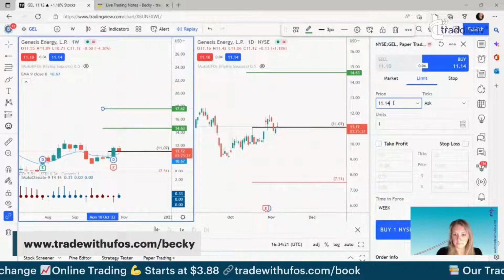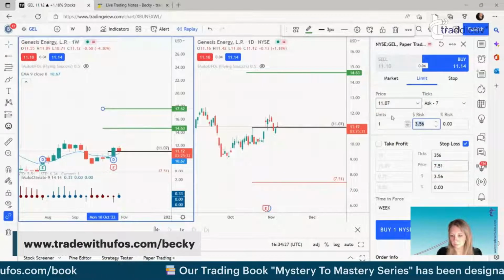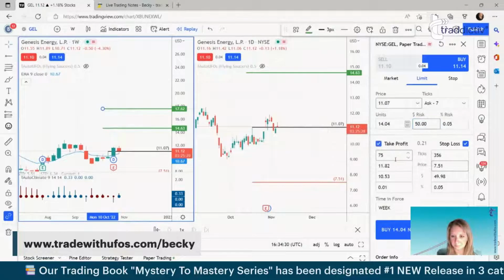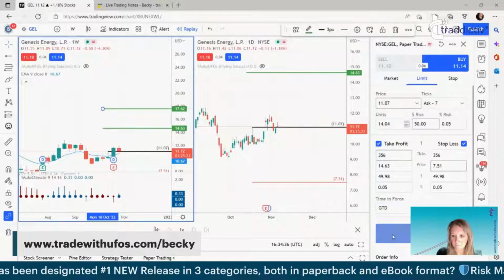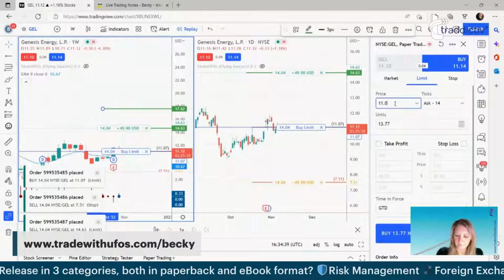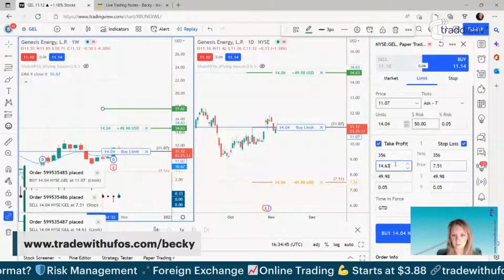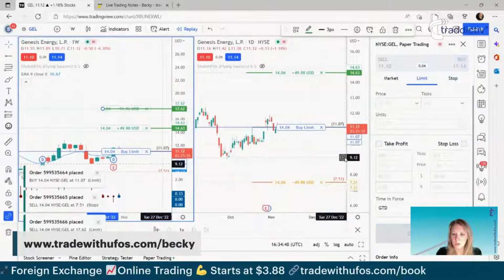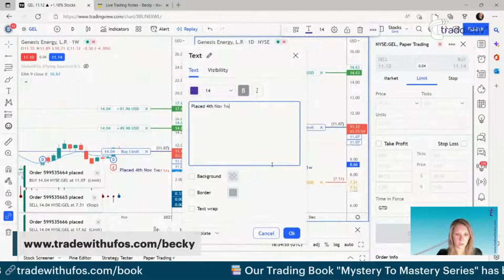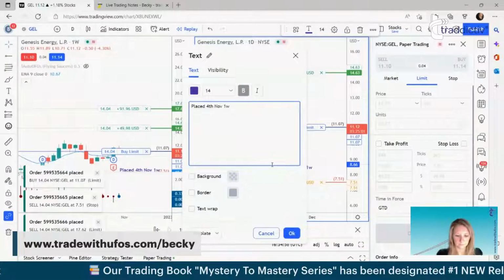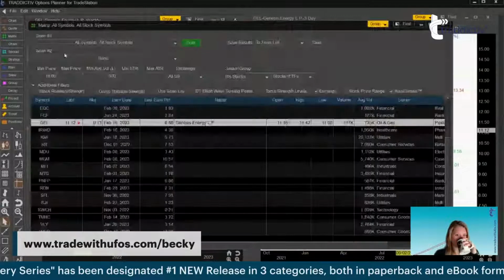Nice. Okay, let's place the trade. Okay, that's one. And 17.62. That's 2. Lovely. So placed 4th of November, 1 week and 3 days. Lovely. Okay, great. Let's come back and have another look.